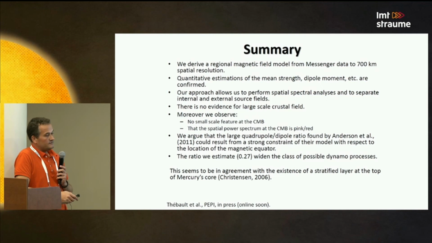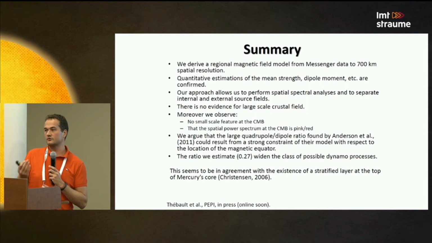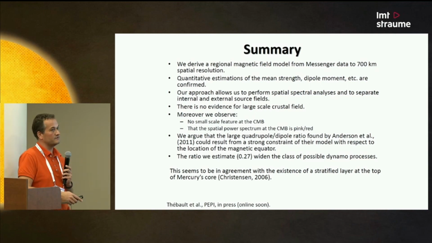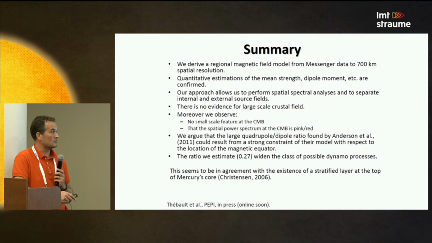So we argue that if you want to really investigate dynamo theory, maybe you should not get impressed by this quadrupole dipole ratio, because it seems that this is a kind of constraint that is implicitly brought by the method used by Anderson and co-workers.